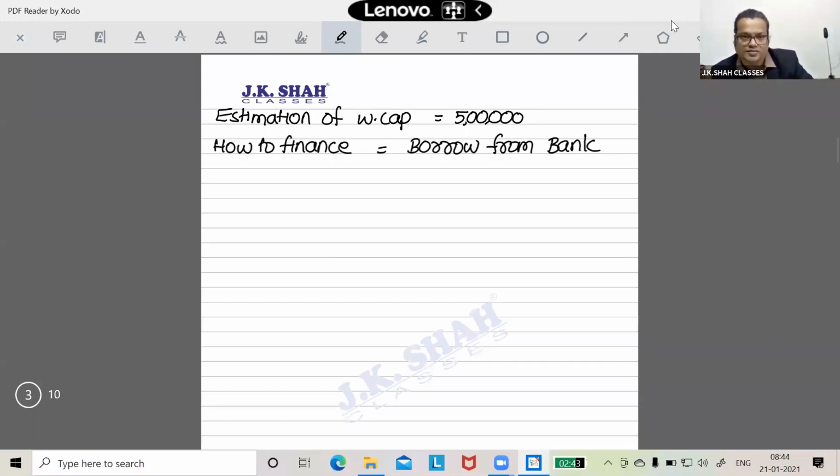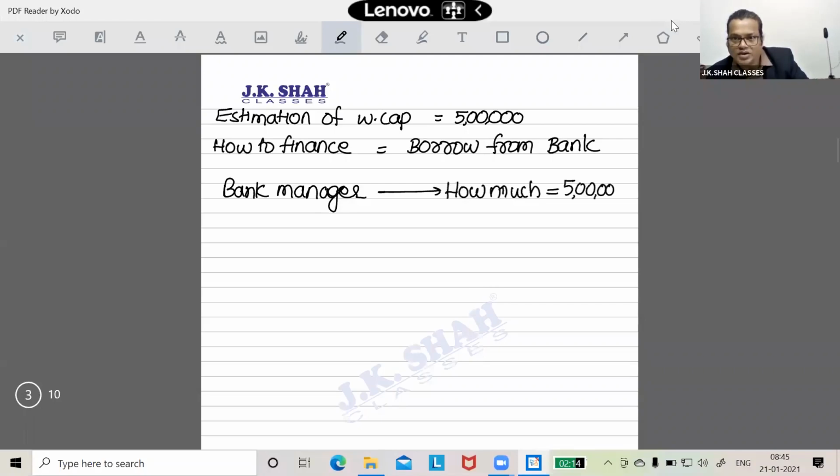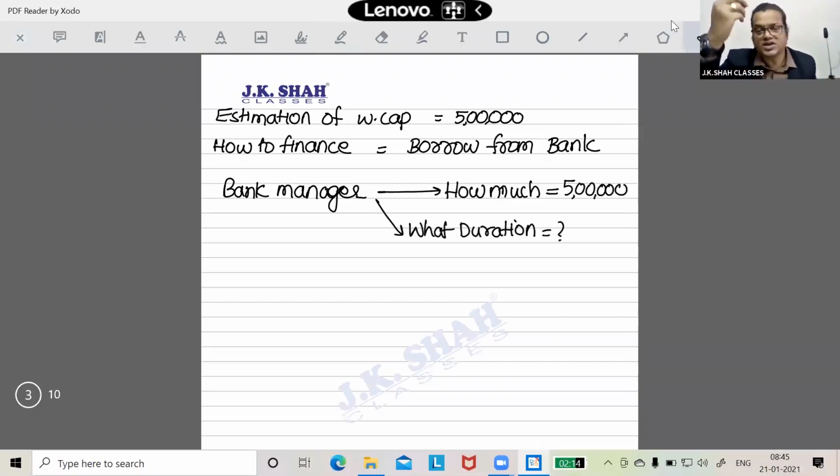The bank manager says, "Welcome, sir. Welcome, ma'am. What do you need?" Well, I need money. The moment you say you need money for working capital, he will ask you 2 questions. How much? That Sandeep sir just now told us it is 5 lakh. Then the second question the bank manager will ask is, what duration? You will say Sandeep sir hasn't taught us, we don't know the duration; you just give me 5 lakh, then I will tell you the duration. Whenever you go to the bank for taking a loan, number one, the amount will be asked.